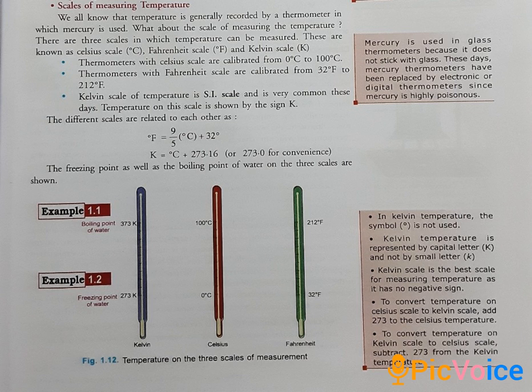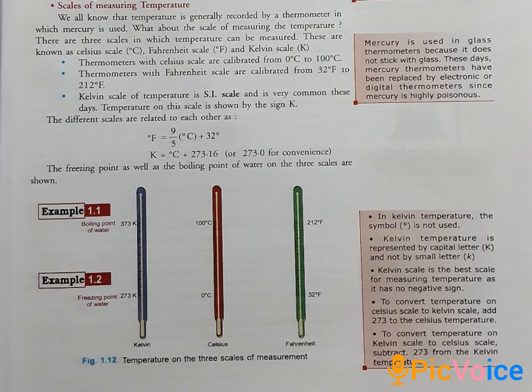Students, now you see how to convert the temperature measured in degree Fahrenheit into degree Celsius. Degree Fahrenheit equals 9/5 degree Celsius plus 32, isn't it? So Kelvin equals degree Celsius plus 273.16. You have learned this, and degree Fahrenheit equals 9/5 degree Celsius plus 32. So the freezing point as well as boiling point of water on the three scales are shown here, students, in this example which is given over here.